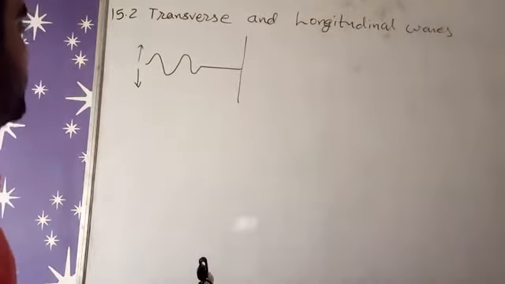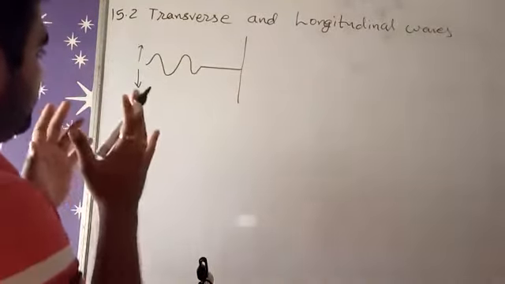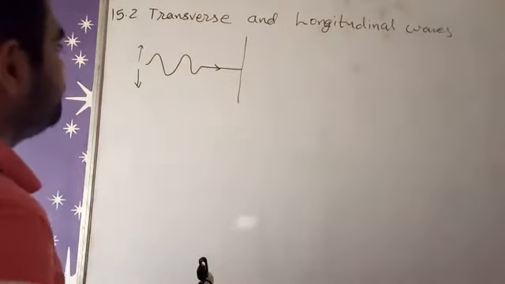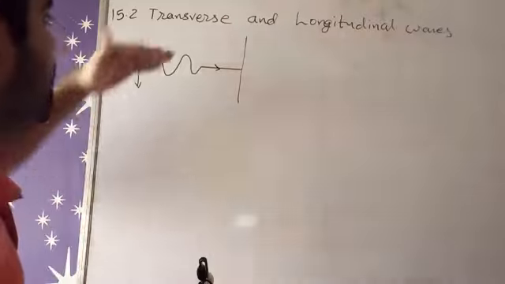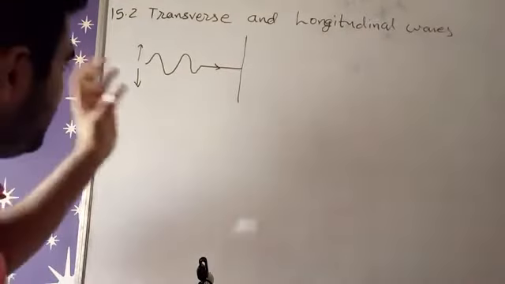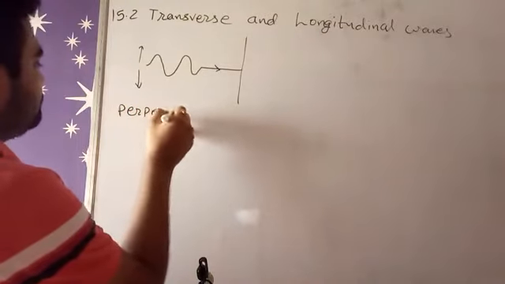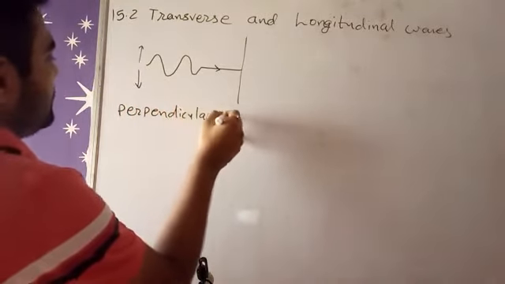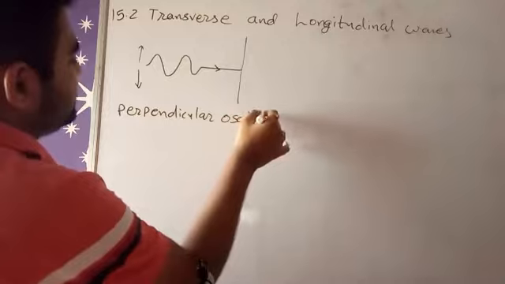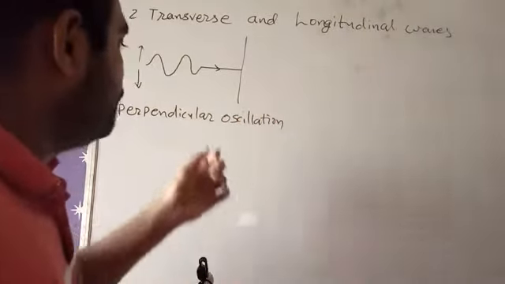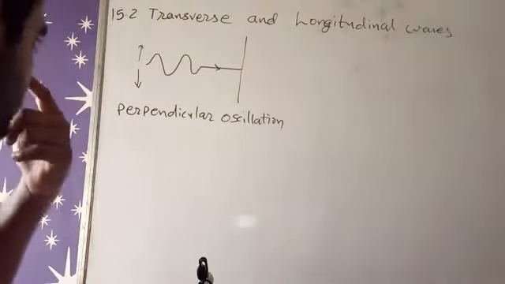This type of wave means that the wave is propagating in this direction, the right-hand side direction, but its oscillations are up and down. So the propagation direction is perpendicular to the oscillation direction. So that is a transverse wave.